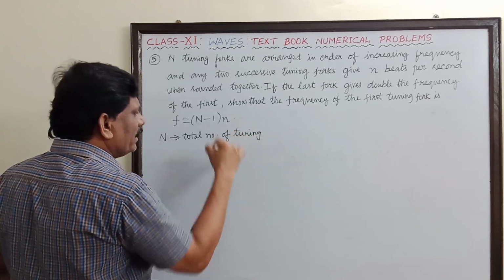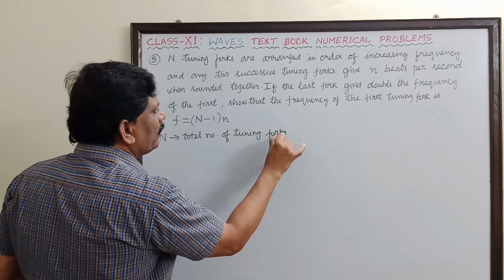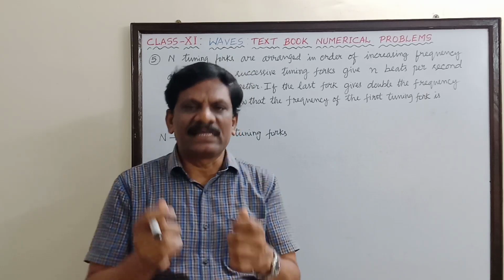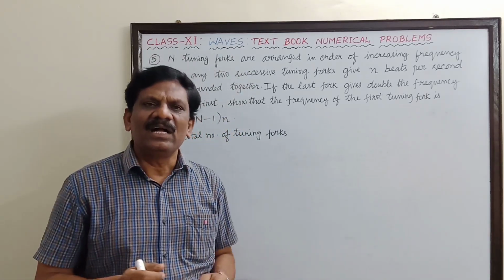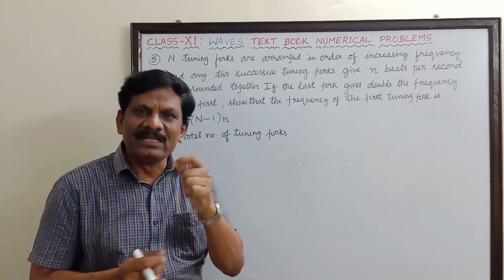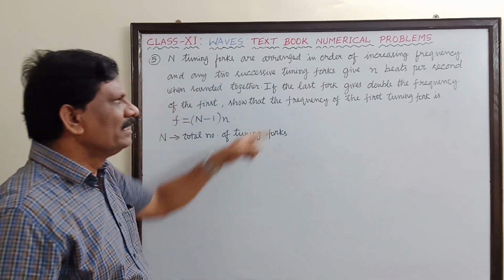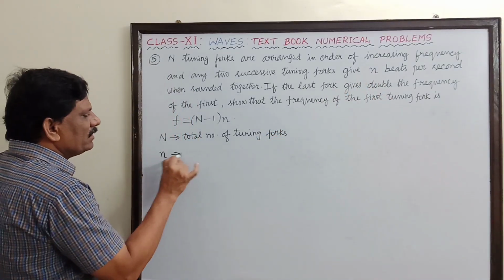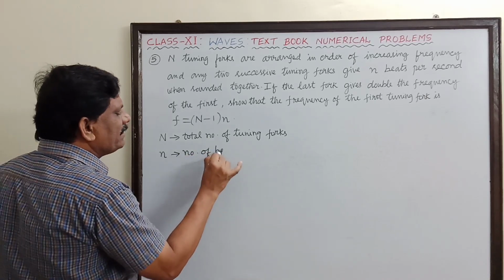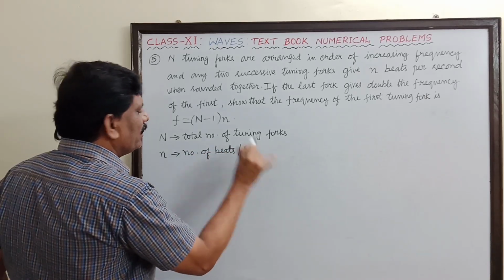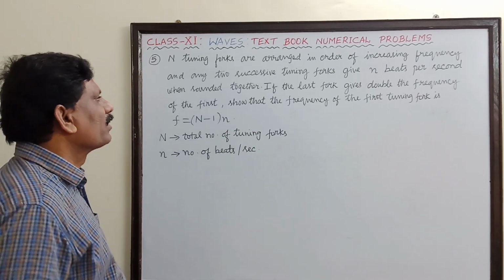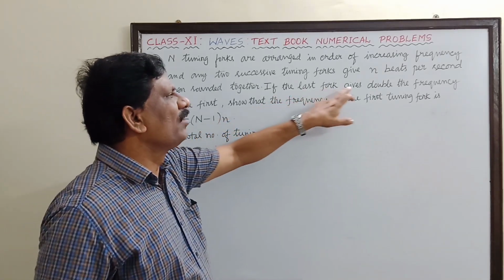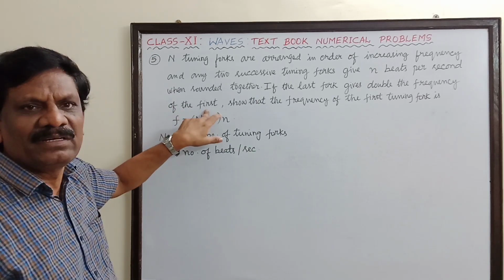So we will group up the given information. We don't know the exact number, but capital N is given. Then two successive tuning forks means the first and the second, or the third and the fourth, like that, nth and (n plus 1)th, produce a small n number of beats per second. So what is small n? This is the number of beats produced per second. That's the beat frequency. What hint have they given, children? If the last tuning fork gives double the frequency of the first.